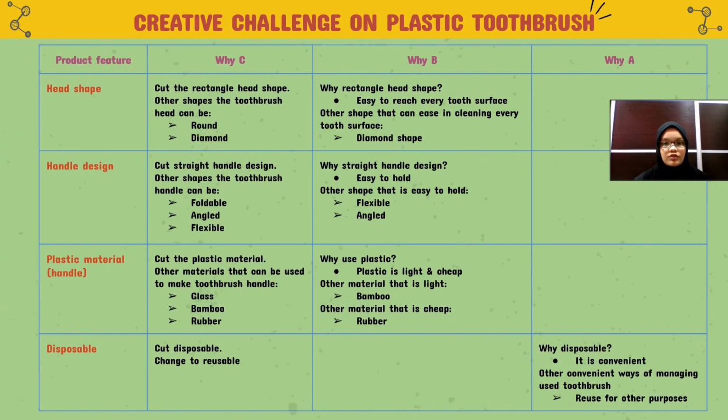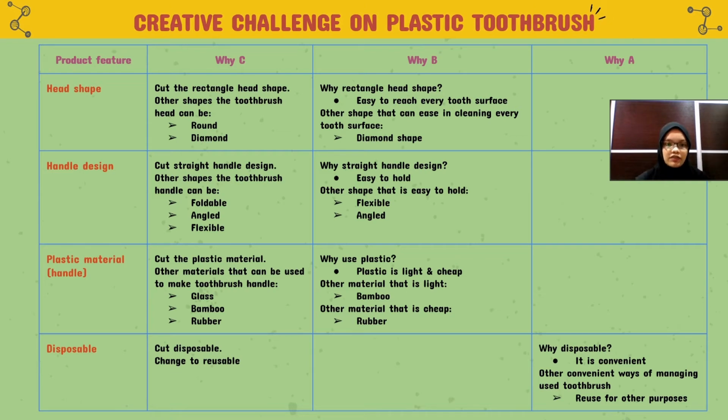So let's move on to the product, which is plastic toothbrush. The first picture is the head shape, which is rectangle. For C, we can cut the rectangle head shape and replace it with other shapes such as round or diamond. For B, why is the head shape rectangle? Because it is easy to reach every tooth surface. Another shape that can replace this function is diamond shape.